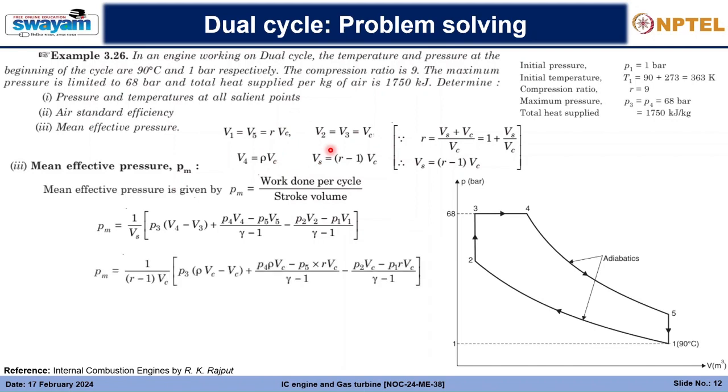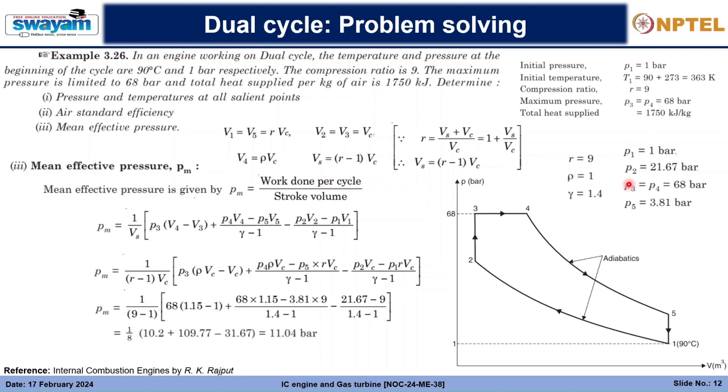So if we smartly plug in all the values that we have found out here, we will get the mean effective pressure as 11.04 bar. But the other way around, if we simply use heat supplied minus heat rejected, in kilojoule per kg, divided by stroke volume, you will get the same answer. You need not do it this way, but in order to show you that it can be done the other way around also, that's why I have selected this problem, and now you know. So the mean effective pressure is 11.04 bar, and that is the answer.